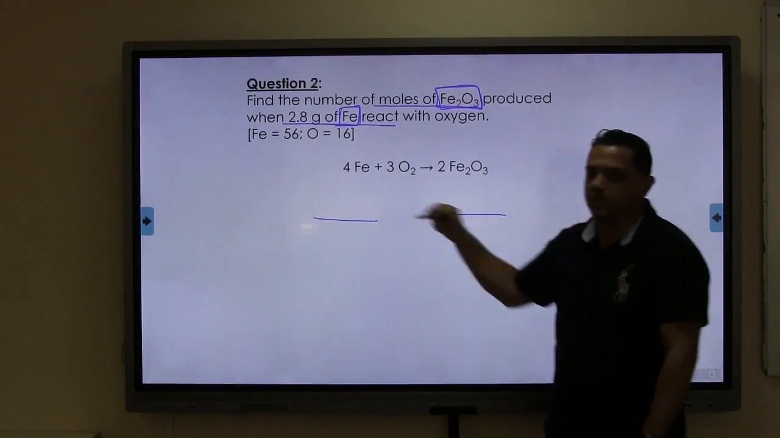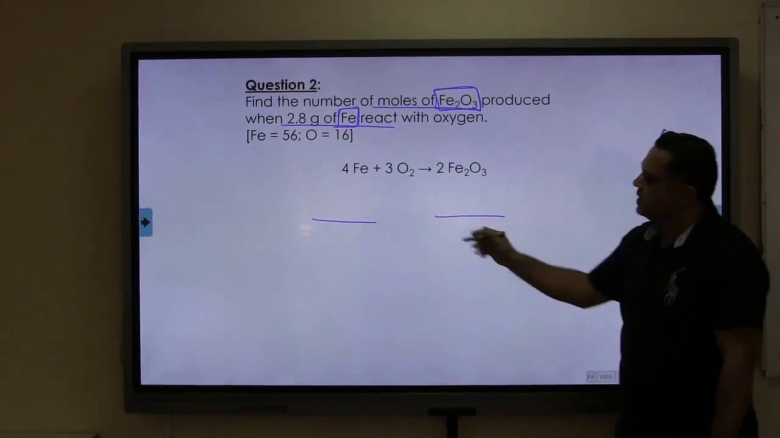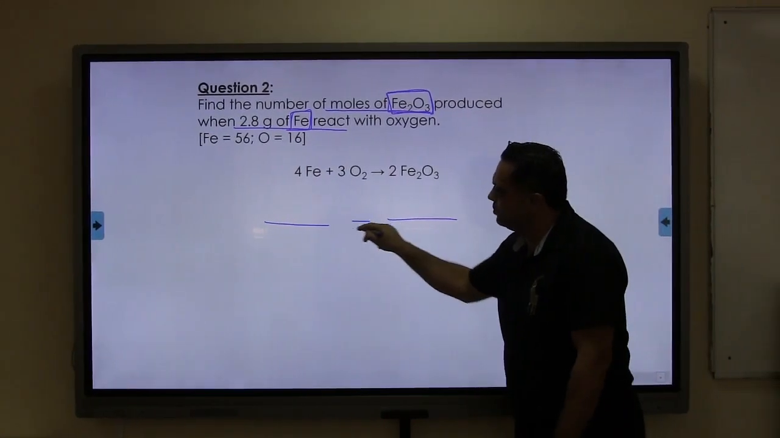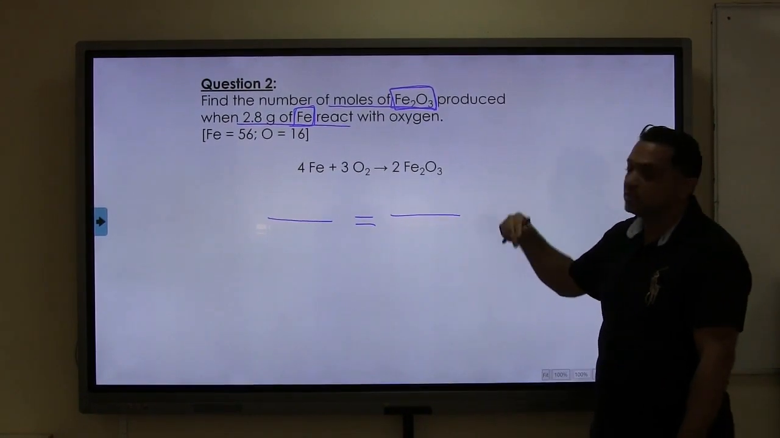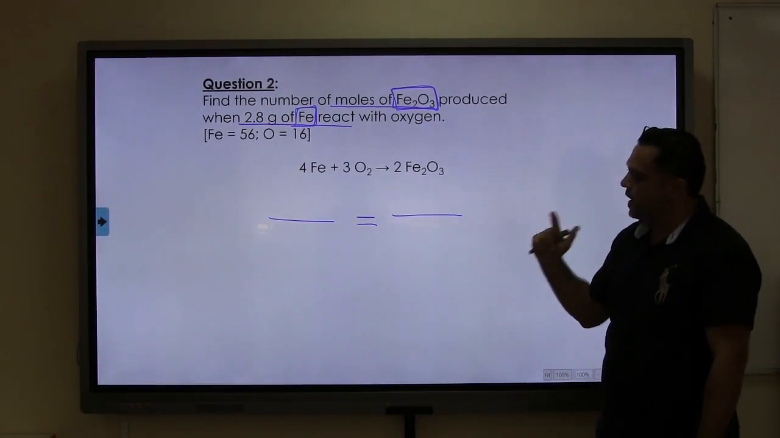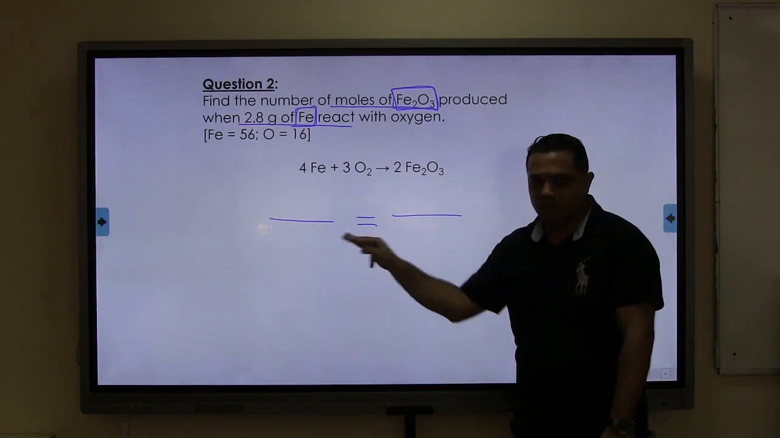So these are the 2 species that I need to work with. So these 2 ratios, they should be equal. And then I will start writing down the unknown and the given. As we said, the unknown and the given, they will be at one level.